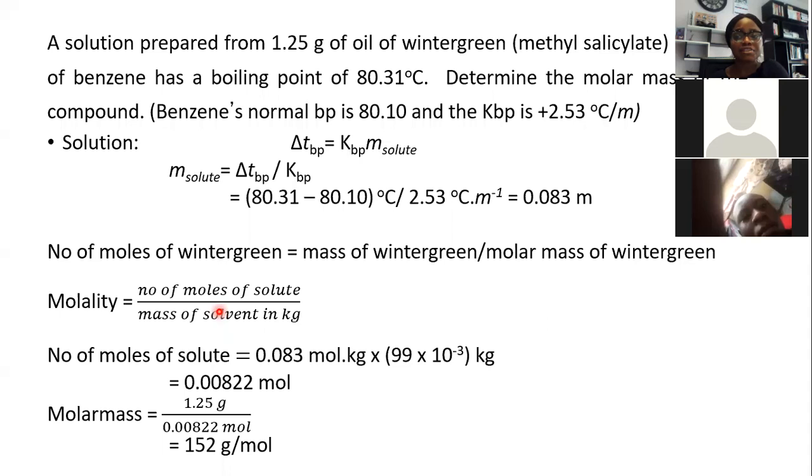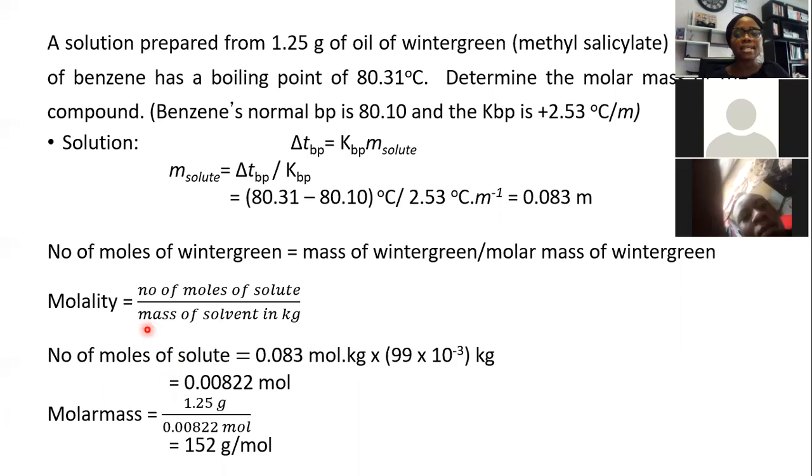So you can see that the difference between your molality and your molarity is that you are dividing the number of moles of solute by the mass of solvent in kilogram for molality, while in molarity, you're dividing the number of moles of solute by the volume of the solution in dm cube. Thank you very much. All right, so let's get back to the example.